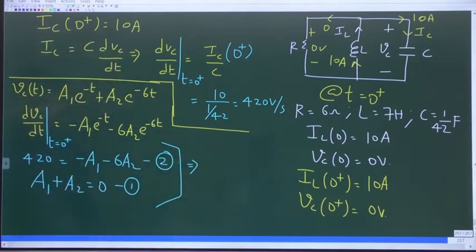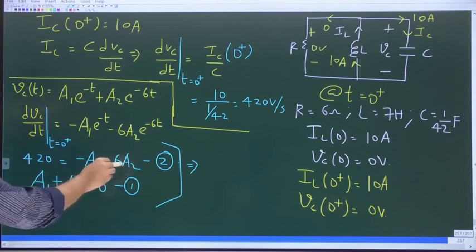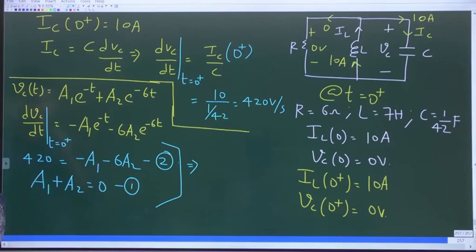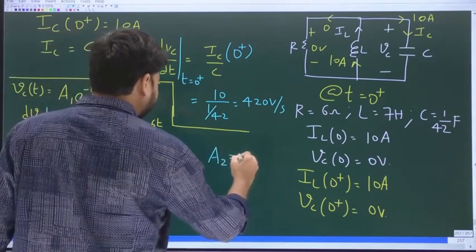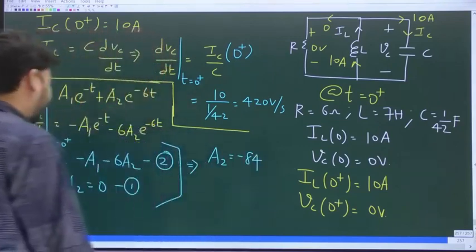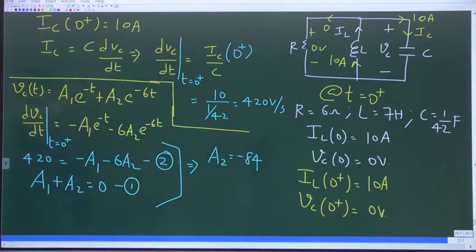If you add the two equations, minus a1 and a1 will get cancelled. Minus 6 a2 plus a2 is minus 5 a2. So 420 by 5, I think a2 is minus 84. If I am not wrong, a2 must be minus 420 by 5, which is minus 84.